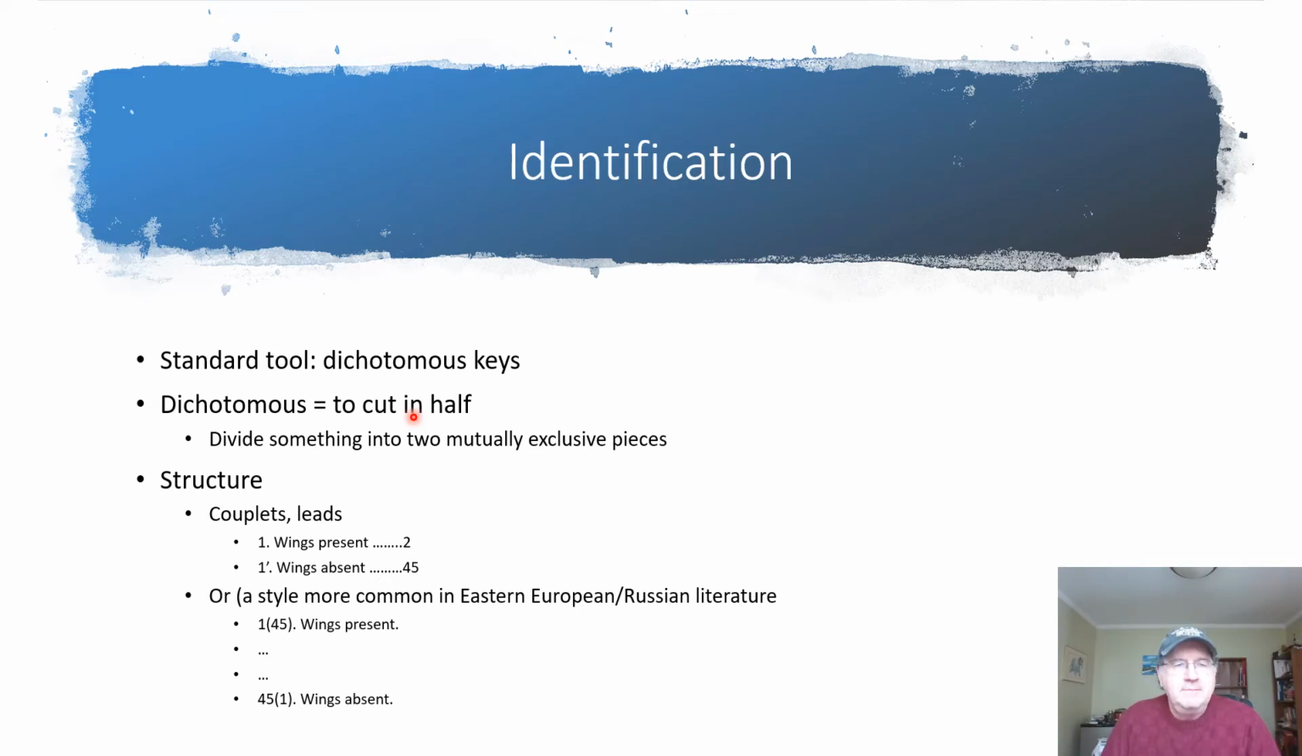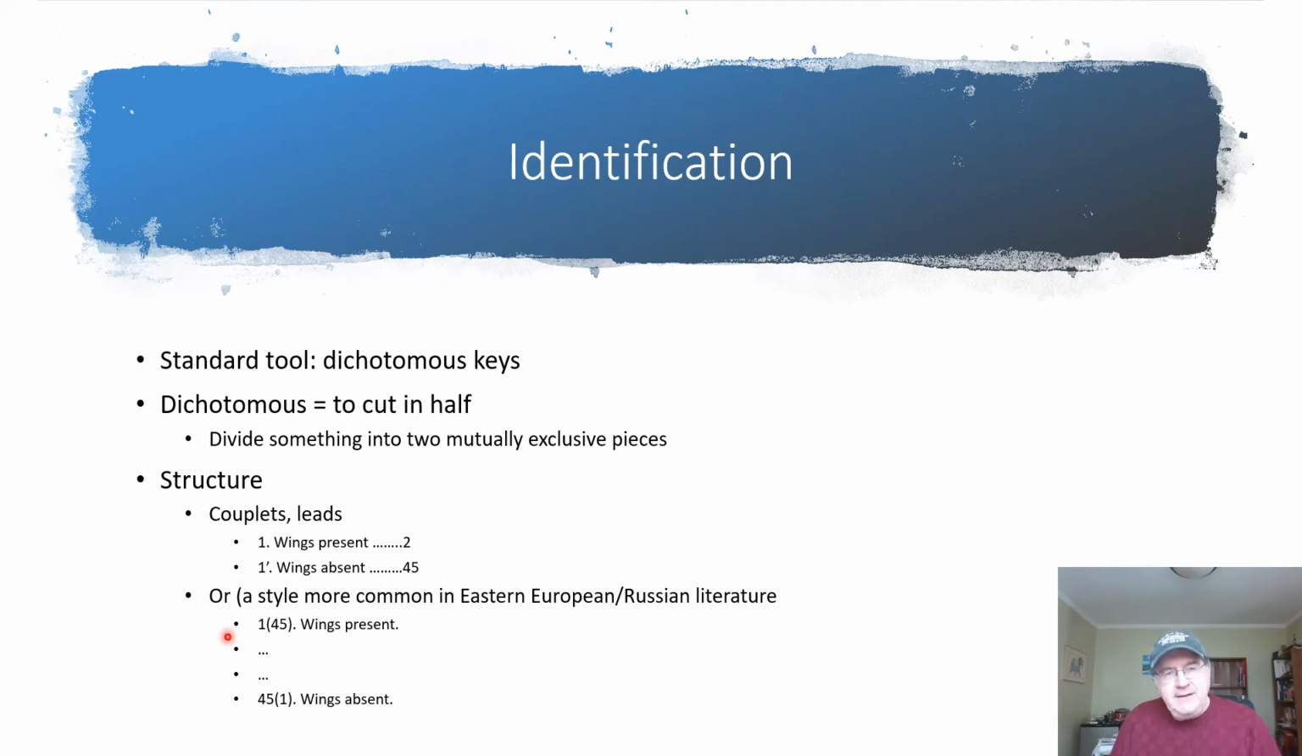Maybe you can't read Russian, but of course there's lots of English language translations of Russian literature, so it may be relevant to you after all. And the structure you'll see that I'm presenting here is exactly the same logical question. Are the wings present? Do this. If the wings are absent, do that. But it's just laid out a little bit differently.